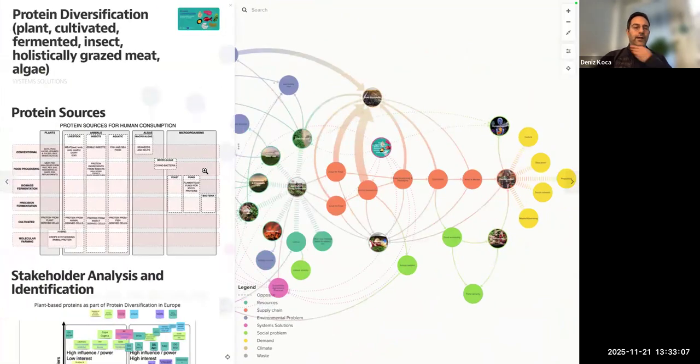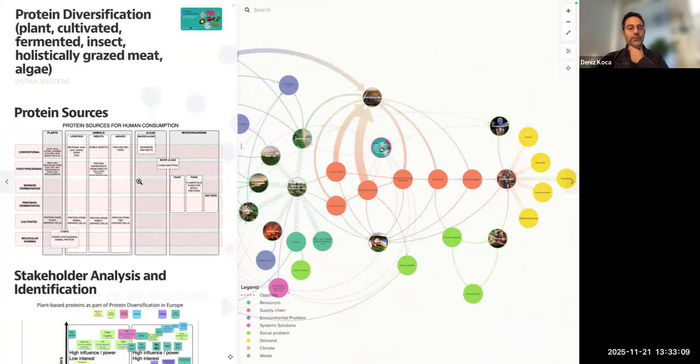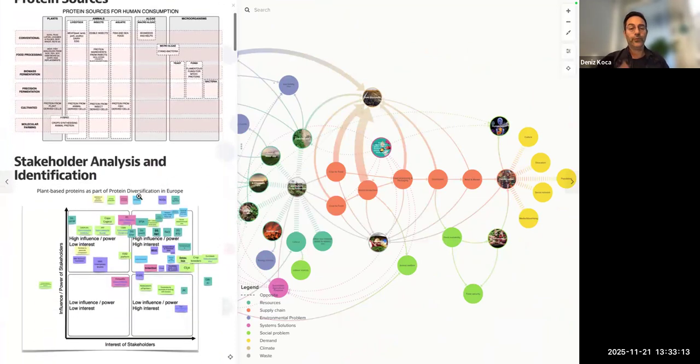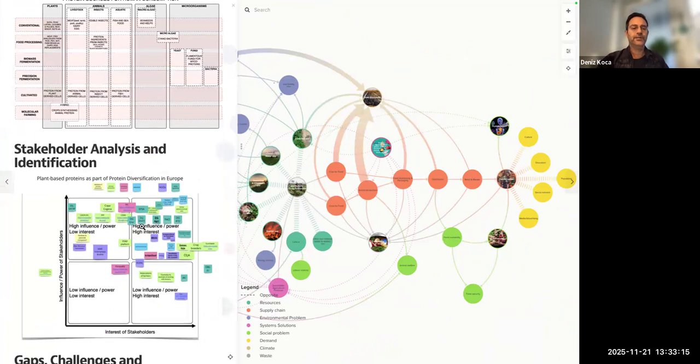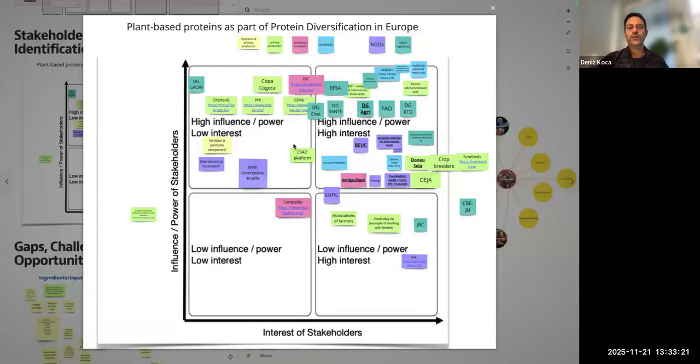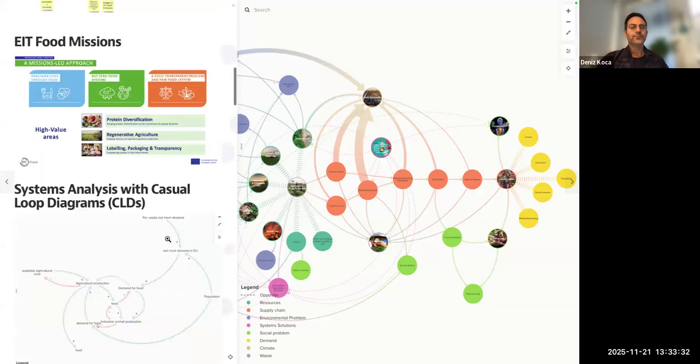And with the alternative proteins, of course we need to screen what other potentials are out there, both emerging technologies and what is existing. And we look into the stakeholder analysis and identification. Who are these people who have the most power and interest in the system, and how can we work with them to make sure that this transformation can happen.